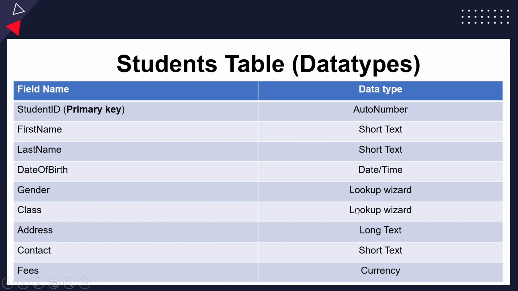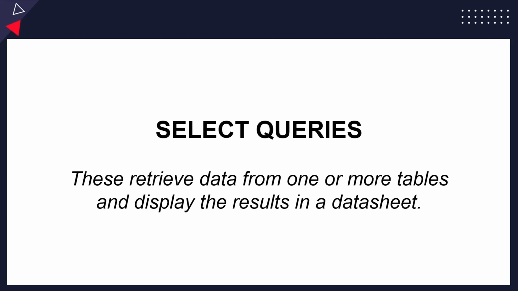Ultimately, this is also short text. And then we have currency. So in this video, we'll look at queries based on three data types. We'll look at text, we'll look at number, and then we'll look at currency. Now, to get started, we are going to begin with select queries.